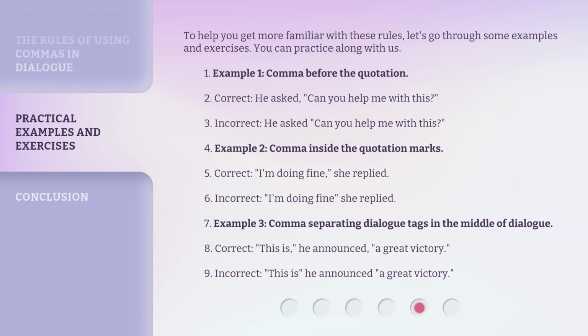To help you get more familiar with these rules, let's go through some examples and exercises. You can practice along with us. Example 1. Comma before the quotation. Correct: He asked, "Can you help me with this?" Incorrect: He asked "Can you help me with this?"